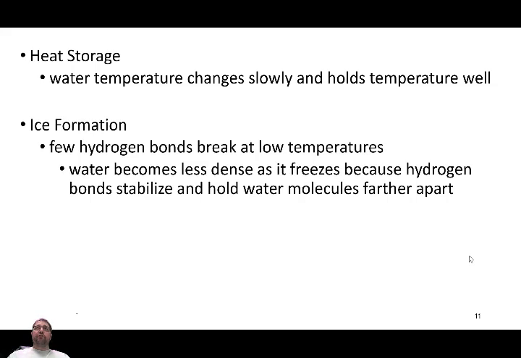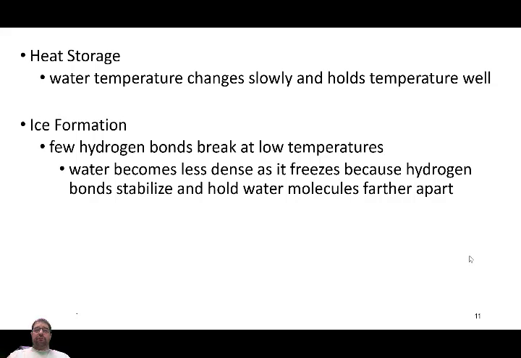Probably the most important specific feature of water is the density feature. Okay? That ice is less dense than liquid water, right? Especially at 4 degrees Celsius. Liquid water at 4 degrees Celsius is the most dense.